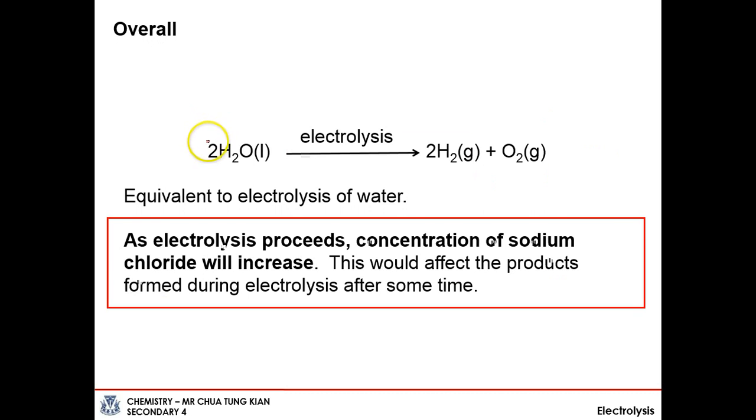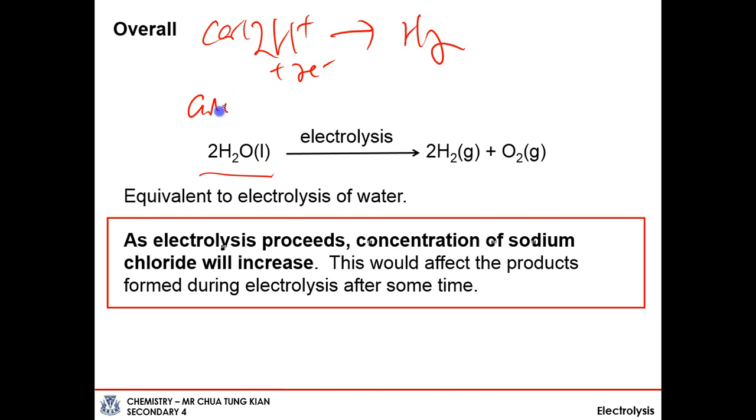So overall, you realize that this is actually the electrolysis of water. At the cathode, H+ is discharged as H2. At the anode, OH- is discharged as oxygen gas and water. So if we combine the two half equations together, we actually get the electrolysis of water. Okay, it is similar to the electrolysis of water.